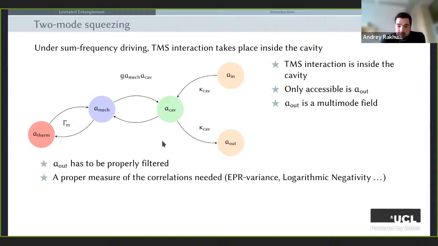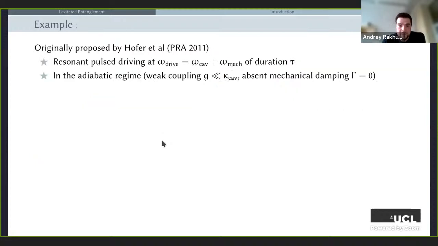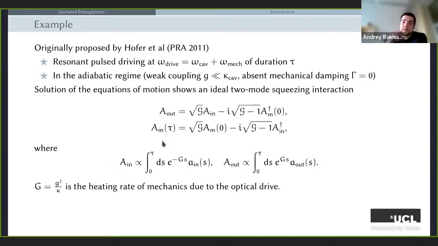And then when we have defined properly which temporal mode we want to measure, we have to apply a reasonably complicated measure of the correlations in order to witness the generated non-classical correlations, right? I would like to illustrate this idea of filtering by reiterating the contents of the original optomechanical proposal of this scheme, which assumes resonant pulse driving at the upper mechanical sideband.